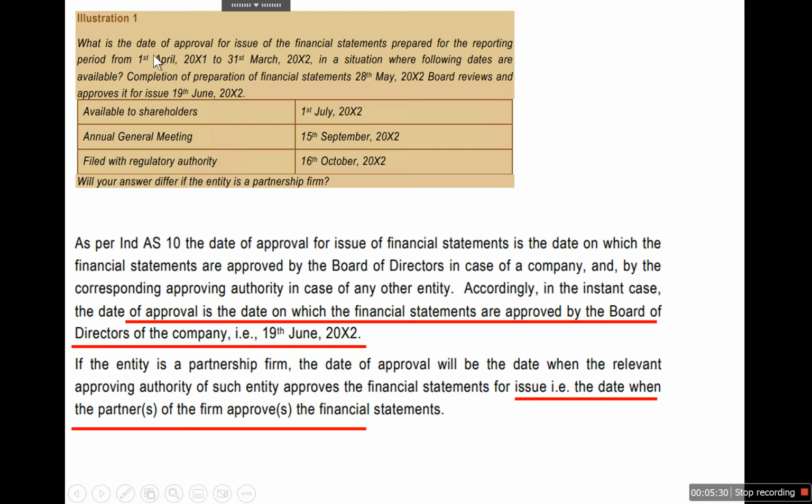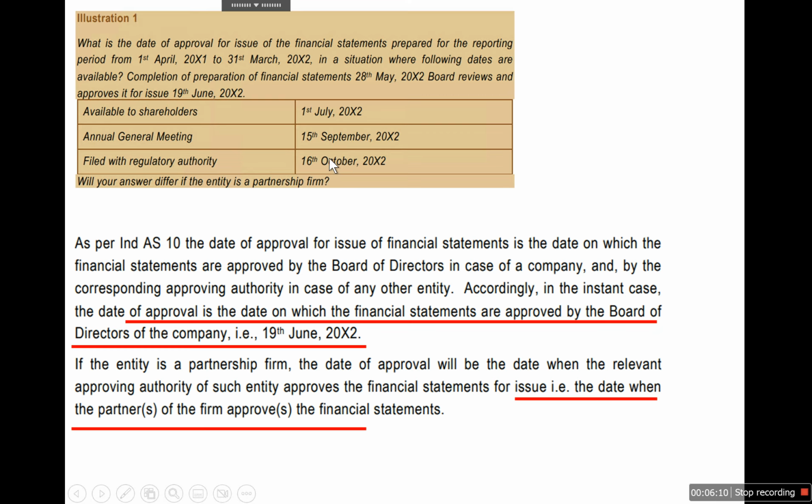So here the question is, what is the date of the approval for issuance of the financial statement prepared for the reporting period ending March 20x2, in a situation where the following dates are available. Completion of preparation of financial statement was on 28th May, and board review and approval is on 19th June. Available to shareholders on 1st July, AGM on 15th September, and filed with regulatory authority on 16th October.